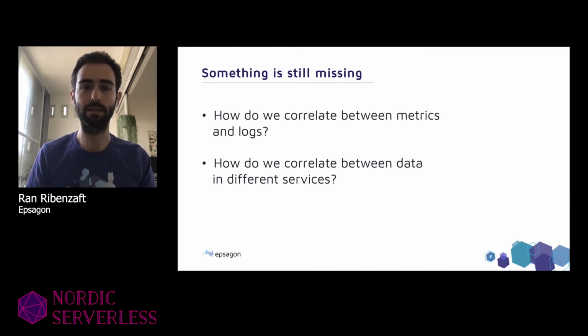With these best practices, something is still very much missing over here. How do I correlate between metrics and logs? They're still on different tools, and now when I'm having a problem in metrics, how do I know which logs I am supposed to look at in order to troubleshoot it? Also, how do I correlate between different services, different functions, or different resources? Because each component takes care of itself individually, but I need to see the overall picture from end to end.